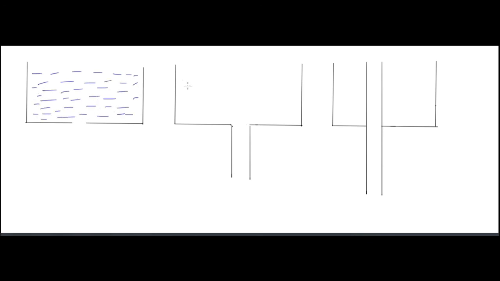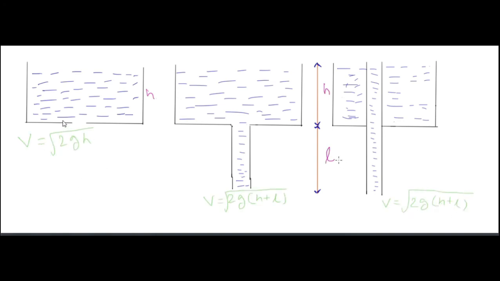Now another thing, the velocity of the output fluid also depends upon the height of the exit from the free surface. It doesn't matter how the surface is, how that diagram is, the only thing that concerns it is the height from the free surface. So in the first case we have root 2 g h, because this is the exit and this is the height of the liquid up to the free surface.